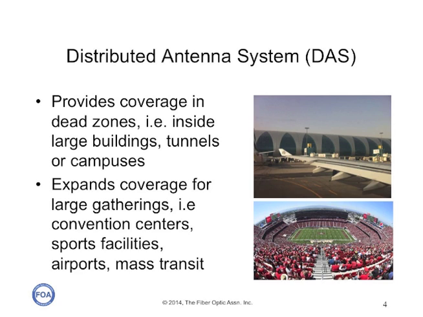In order to provide coverage in areas that we call dead zones, where cellular signals don't penetrate, like inside large buildings or tunnels, or even on some campuses, or to expand the coverage for large gatherings, like a large number of people typical in convention centers, sports facilities, airports, and mass transit, we now use distributed antenna systems to provide that coverage.